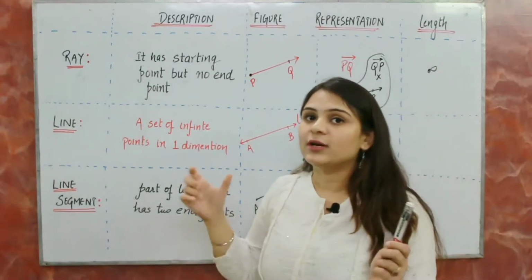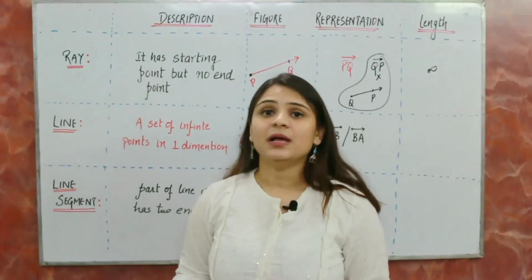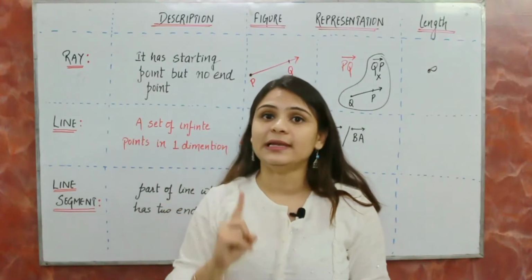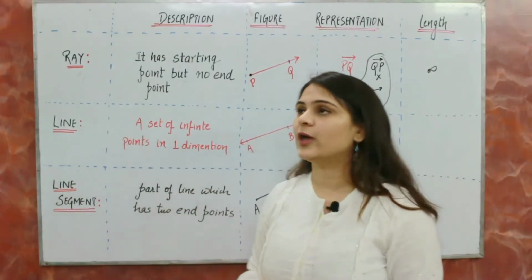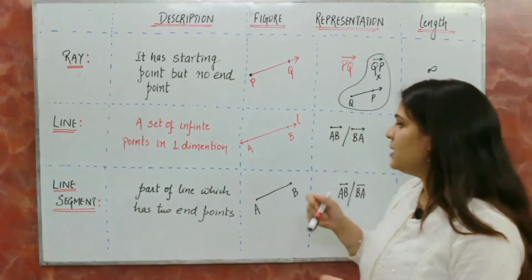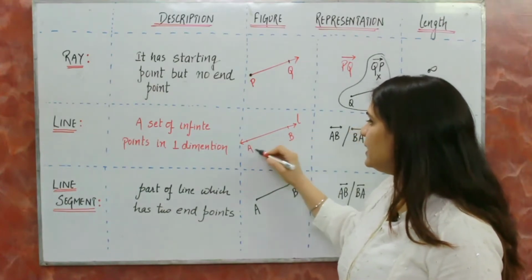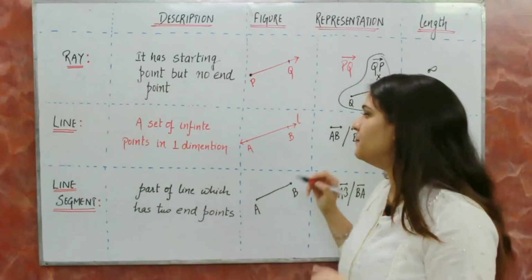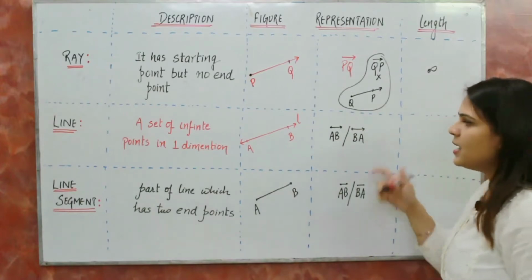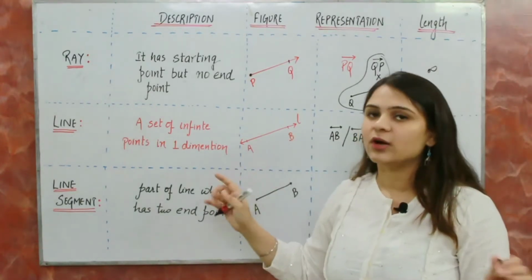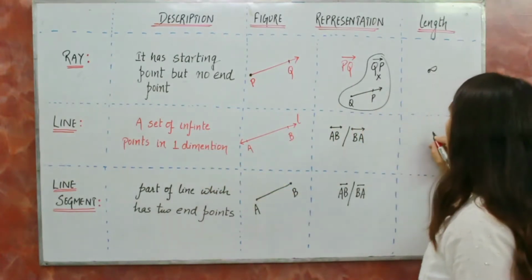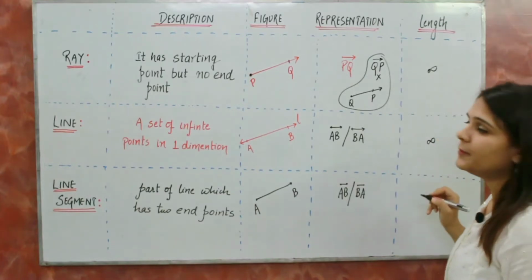Now we will see what a line is. A line is a set of infinite points in one dimension. That means it has only length, no breadth, no height. And this is how you can represent line AB or BA. This is the figure of a line. We have A and B, 2 points on this line L. You can write it both ways, AB or BA, it's one and the same thing. And because it is never going to end, because it has no end points, its length will again be infinite.